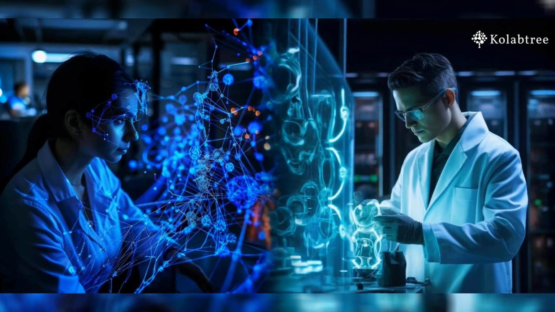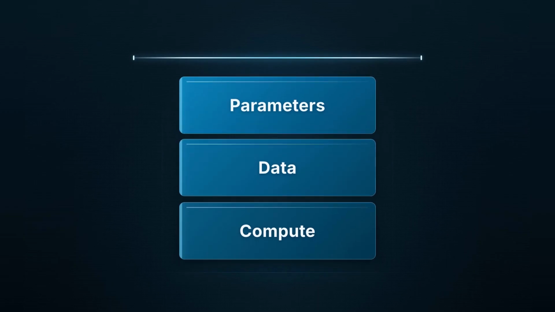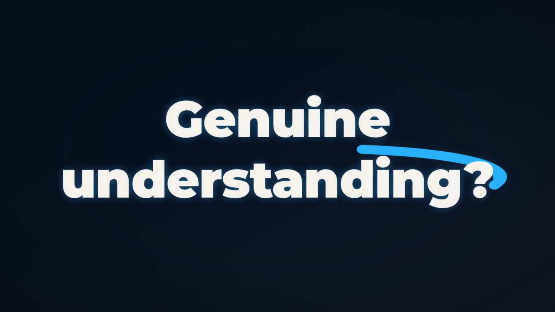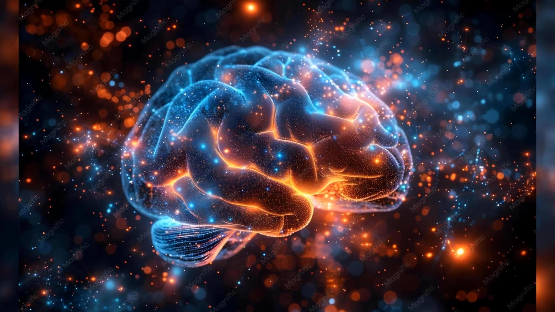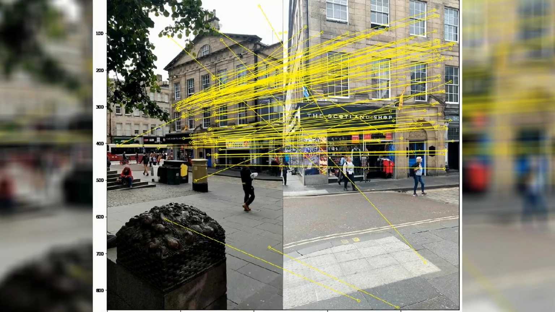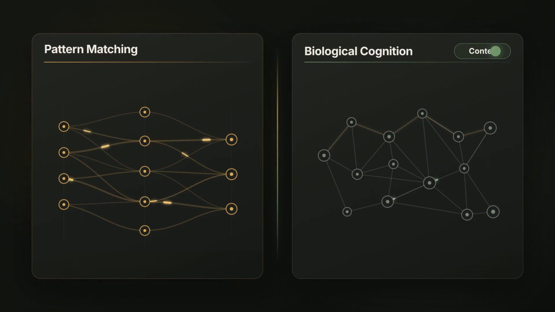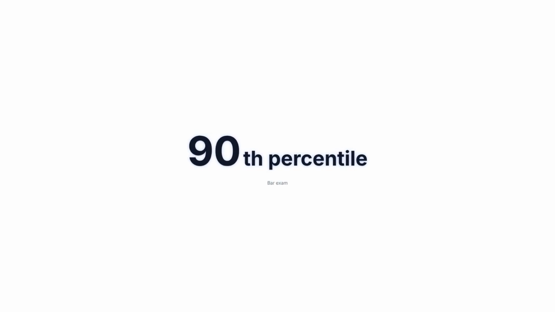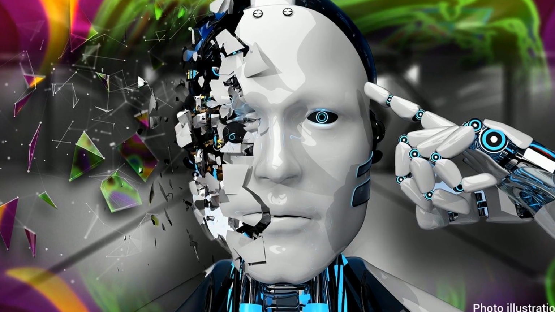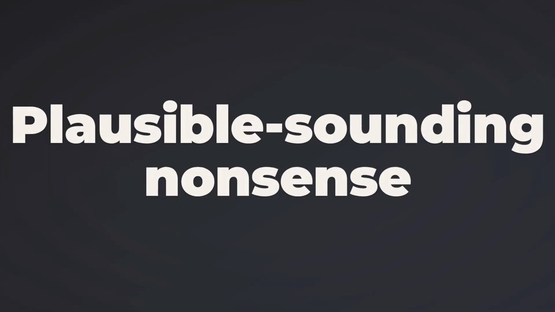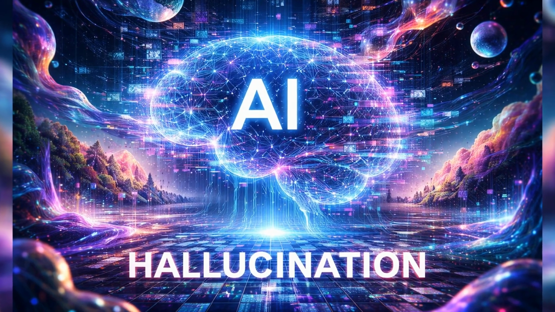There are serious researchers who believe that enough scale, enough parameters, enough data, enough compute will eventually close that gap. There are equally serious researchers who believe that no amount of scaling produces genuine understanding, that neural networks are sophisticated pattern matchers operating in a fundamentally different register than biological cognition. Both camps can point to evidence. The scaling camp points to GPT-4 scoring in the 90th percentile on the bar exam. The understanding camp points to those same models confidently generating plausible-sounding nonsense about topics they have no mechanism to verify.